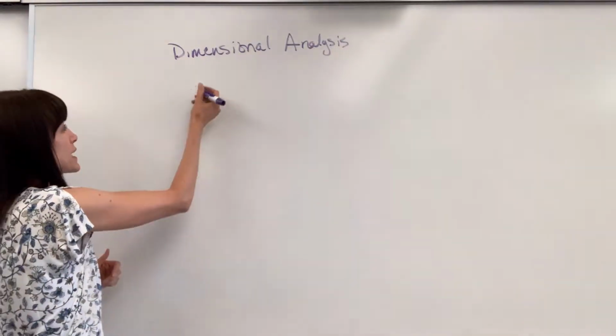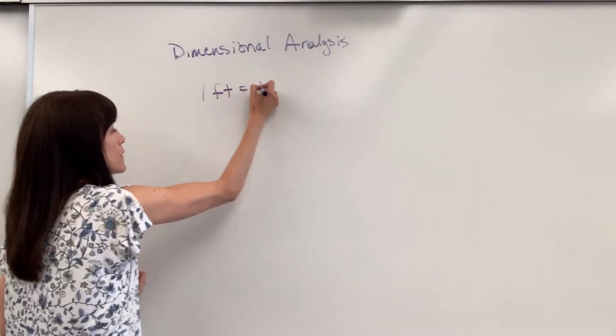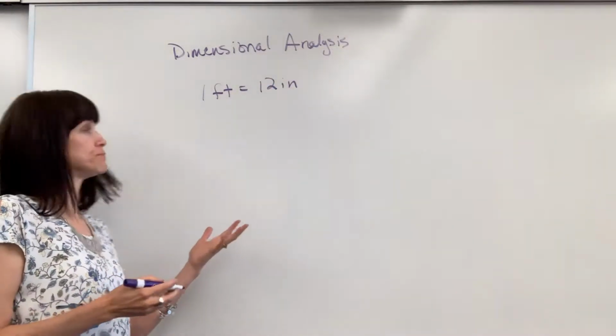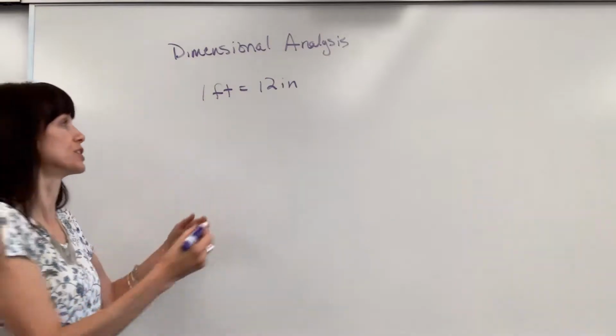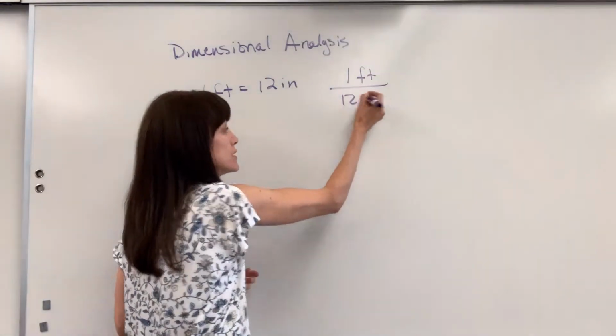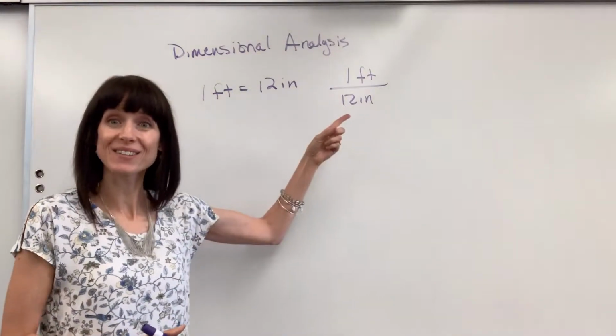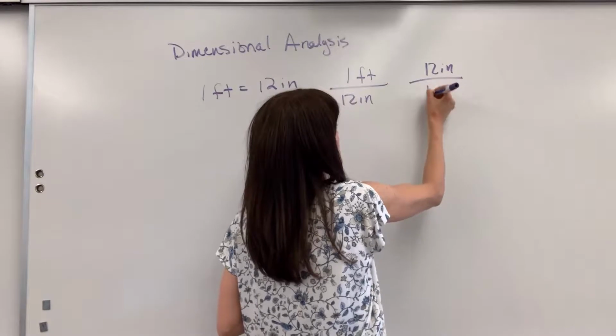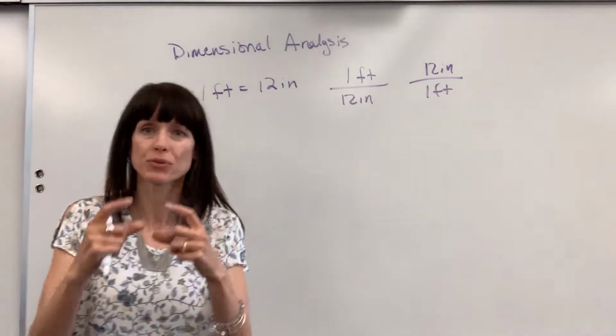So you know that the relationship is 1 foot contains 12 inches, and that's probably how you've seen it written. You could also write this as a ratio. 1 foot contains 12 inches, and guess what? That can also be written as 12 inches are in 1 foot. They are both true statements, okay?